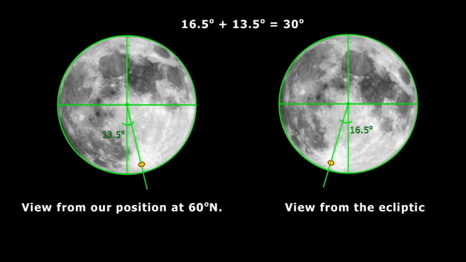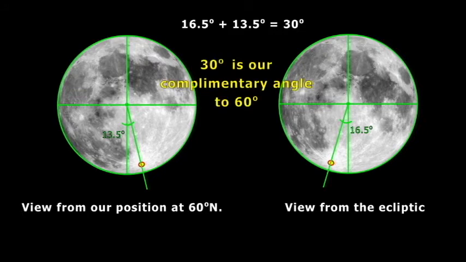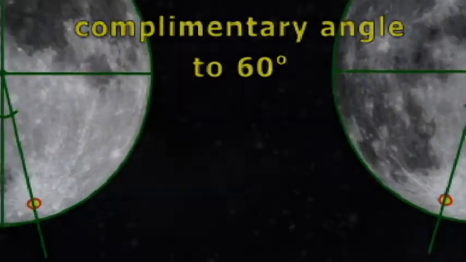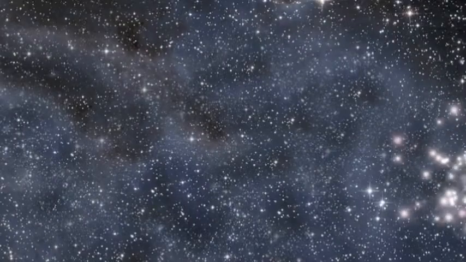So we can use these to check ourselves here. 16.5 plus 13.5 is 30 degrees. 30 is our complementary angle to 60, our latitude. So when we add those two, this is kind of like a secondary check. Instead of just rotating an image to the left, you can actually look at this and measure the angles of your disk to see what you would get. So you can double check yourself doing this. Anyway, that's it for this part.